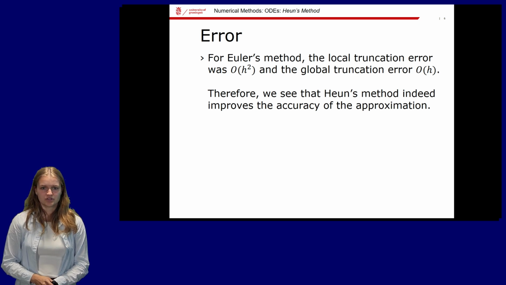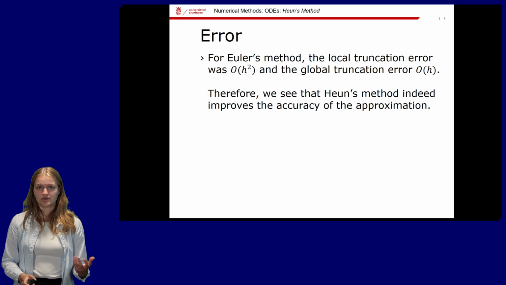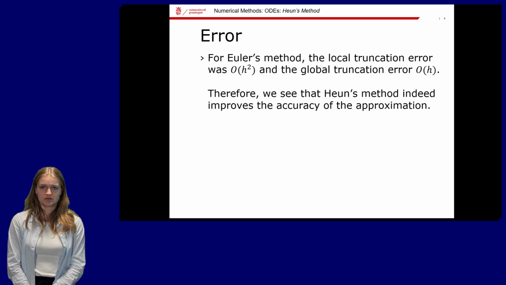If we compare it to Euler's method, we can see that Heun's method indeed improves the accuracy of the approximation. It reduces the truncation error, because we saw for Euler's method the local truncation error depended on h squared and the global error on h.